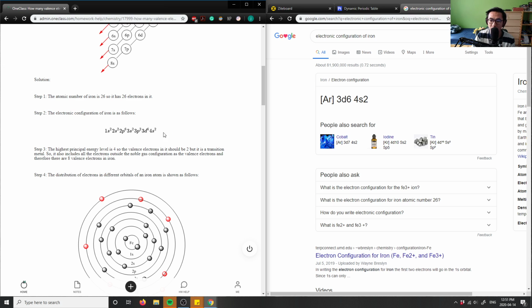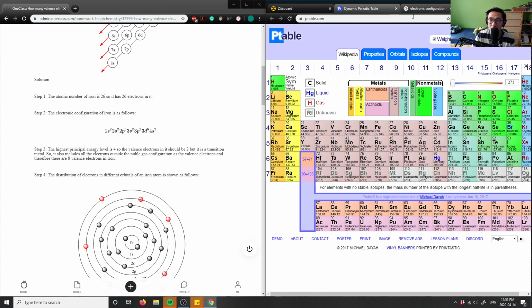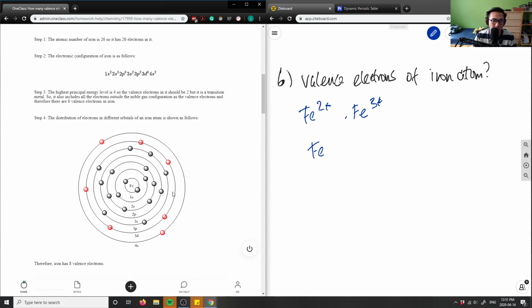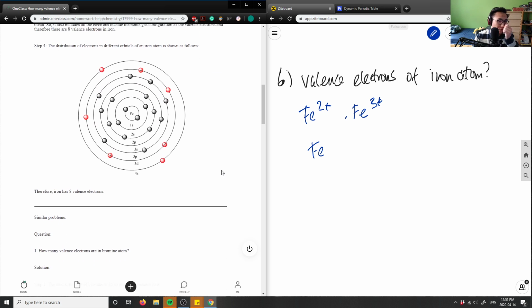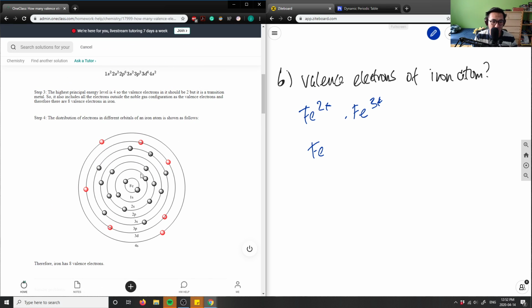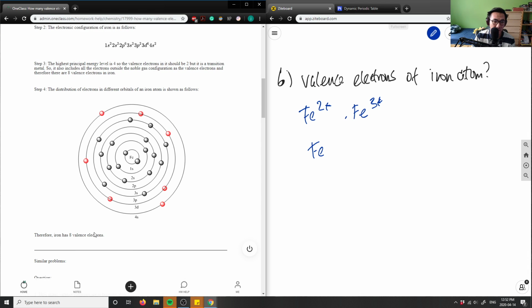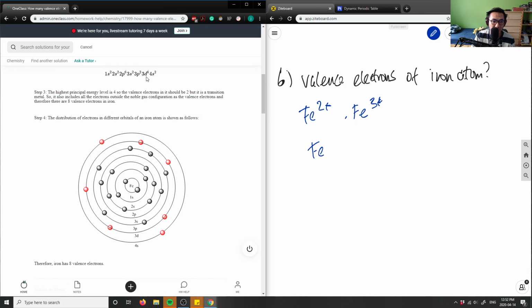This is the shortened form of the electron configuration. They also drew an atom here, a distribution. Again, 1s2 has two electrons, 2s2 has 2, 2p6 has 6, 3s2 has 2, and so on. And then you realize that in the last block, for the valence electrons, you have 3d6 and 4s2. So 6 plus 2 means iron has 8 valence electrons. You're adding these exponents here.